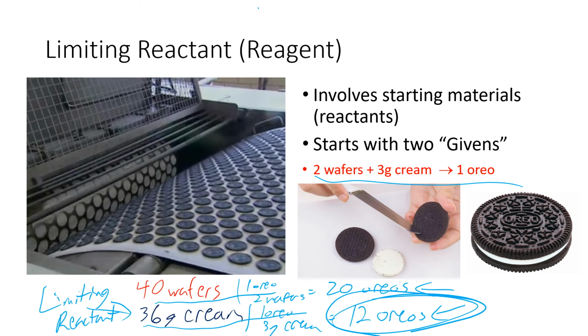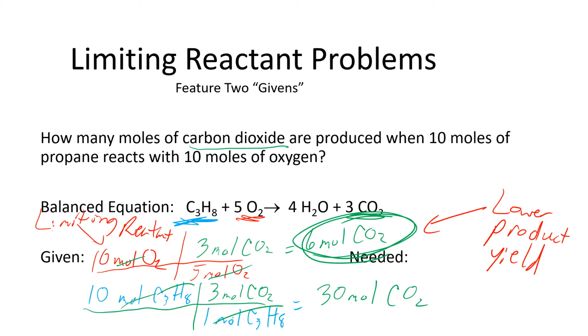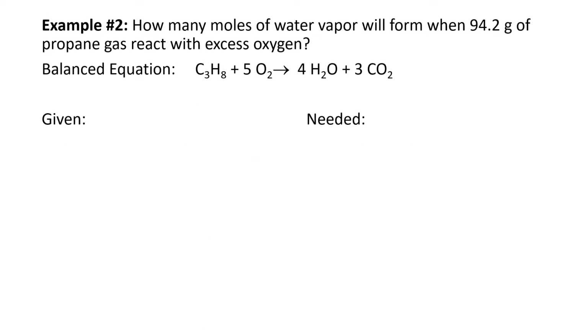Just like up here, we were limited by the cream because we didn't have enough cream to make more than 12 Oreos. Now we're limited by the oxygen because we don't have enough oxygen to make more than 6 carbon dioxides, even though we have enough propane to make 30 moles of carbon dioxide. We'll only make 6 because we'll run out of oxygen. All right, so this again features two givens, right? We had 10 moles and 10 moles. Now, as you've learned already pretty well, when grams get involved, this becomes harder.